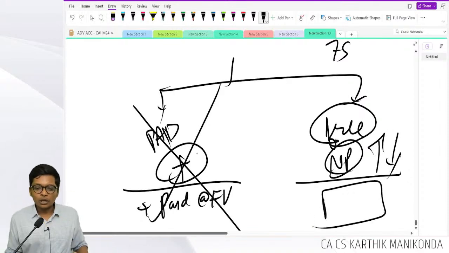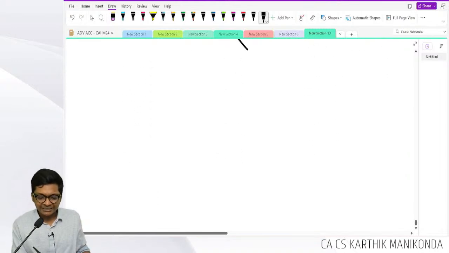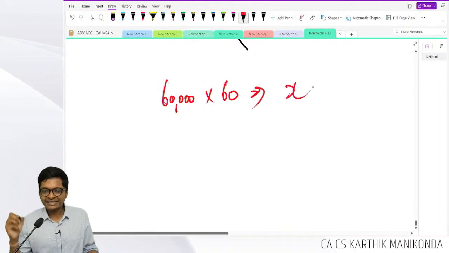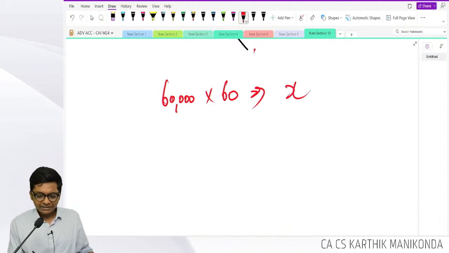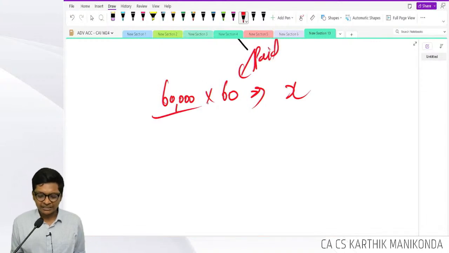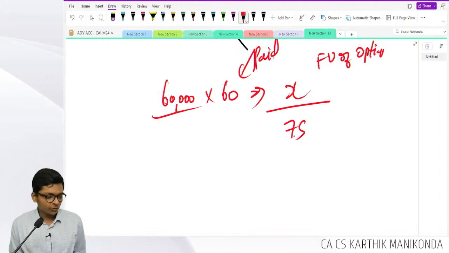Sir, I don't want logic, sir. I'm sorry for telling you logic, because this is not the time to tell you logic. Exam, what to do? Simple. You compute, in this case, the number of options. What is the price paid? X. This is the amount paid for all the options which are given. This is divided by the fair value of each option, 75. Are you following, guys?